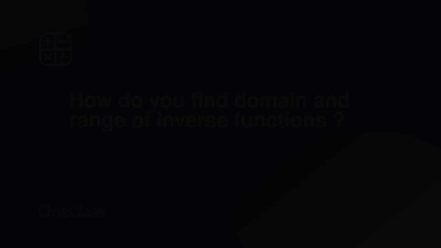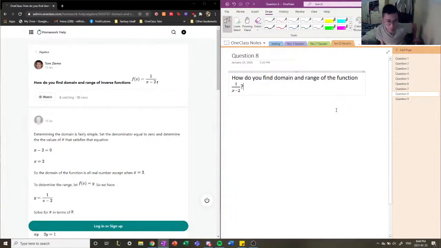All right. So how do you find the domain and range of the function f of x equals 1 over the square root of 1 over x minus 2?